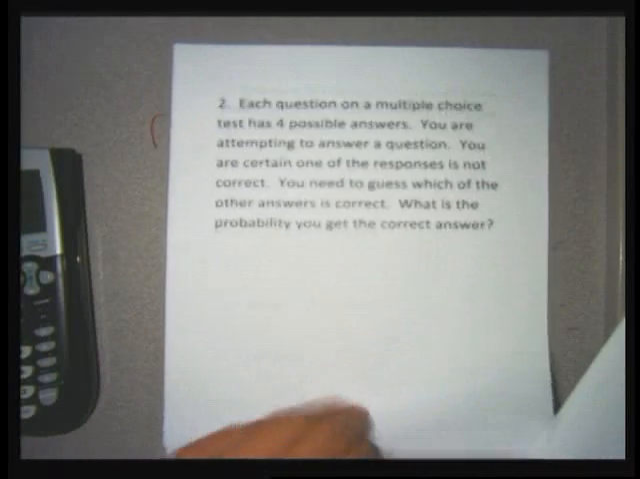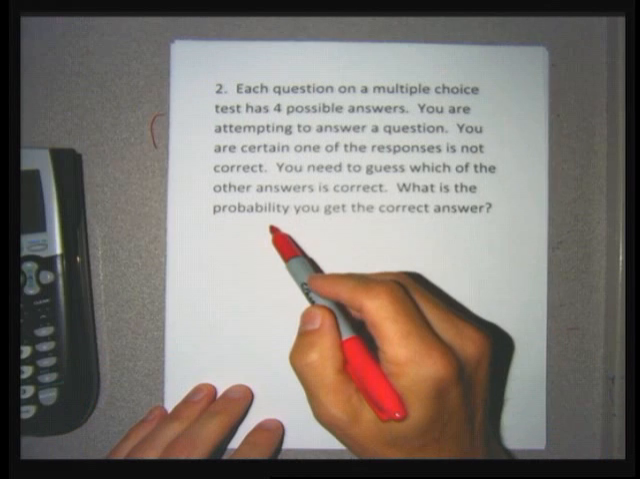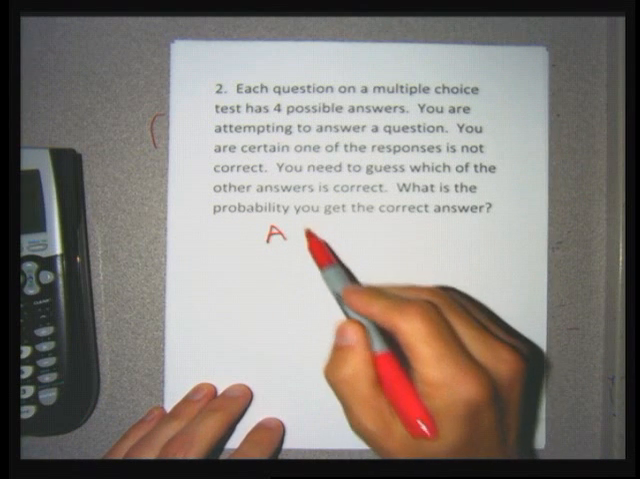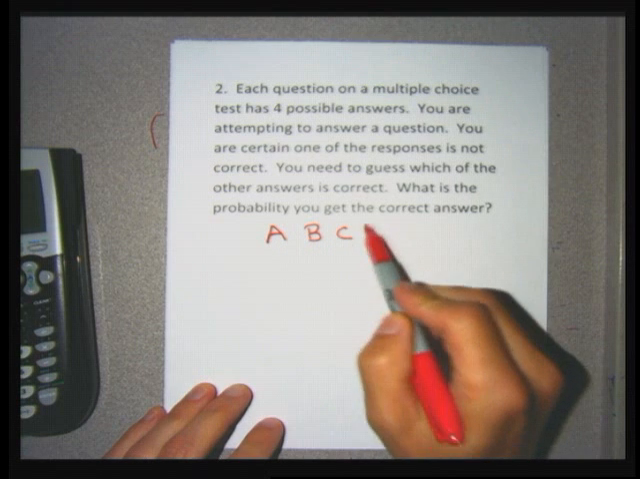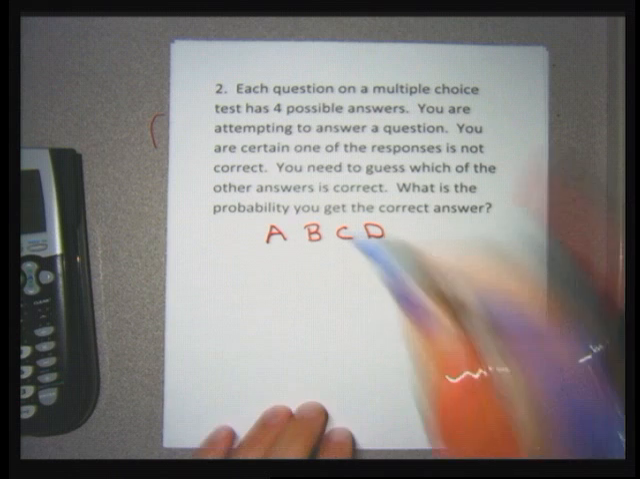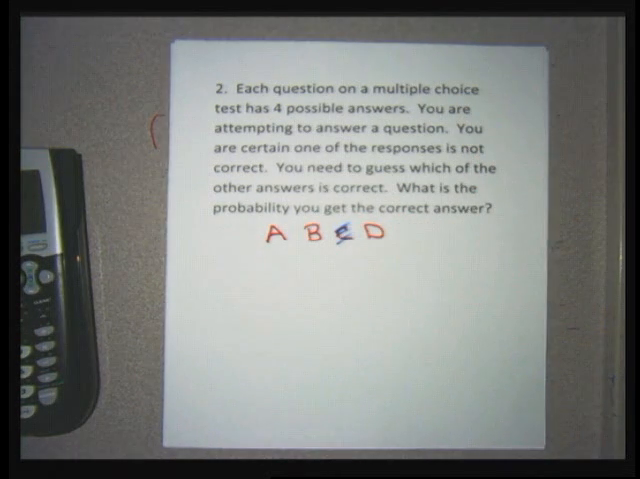Problem 2 is supposed to be friendly too. It talks about a multiple choice test where each question has 4 possible answers, so I can think of the potential answers being A, B, C, or D. I'm going to answer one question, and I'm certain one of the responses isn't correct. I'm not sure which one, but let's pretend I know that C is not correct. So now I'm going to guess, and what's the probability that I guess the correct answer?